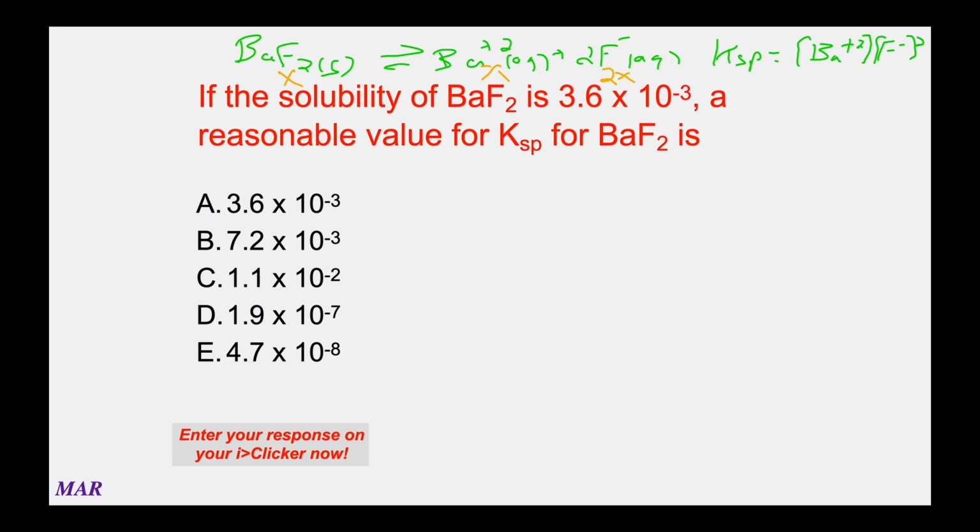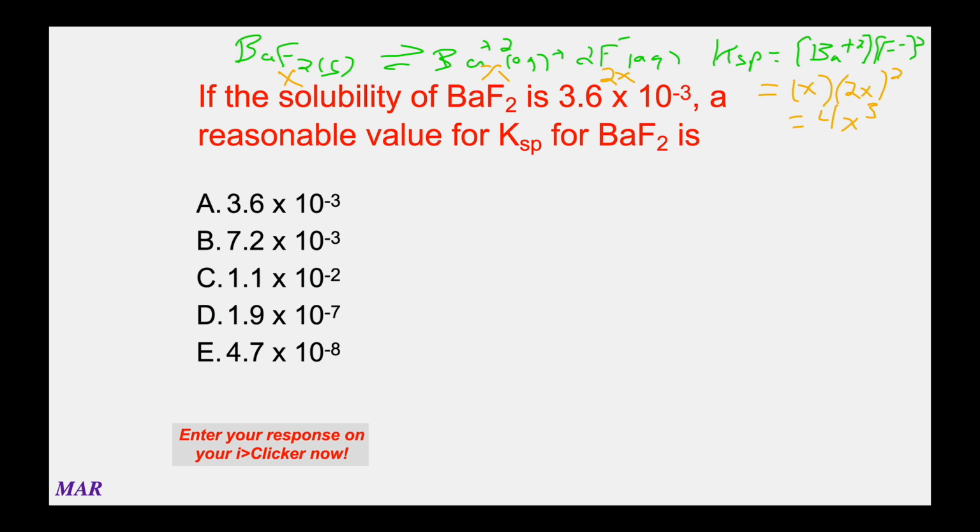If you want to get really fancy, barium we said was X, fluoride was 2X, but we square it. This is a 4x cubed equaling Ksp problem like we saw in lecture. If you have 2 anions and 1 cation, or 2 cations and 1 anion, the relationship between solubility X and Ksp is going to be Ksp equals 4x to the third power. So the easiest way to do this problem would be to take 3.6 times 10 to the minus 3, which is X, raise it to the third power, and multiply it by 4.